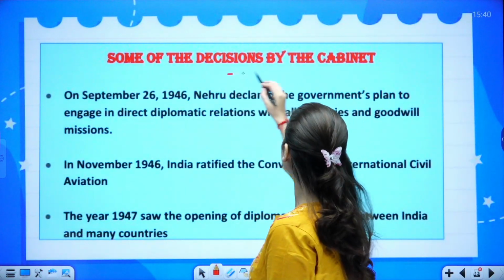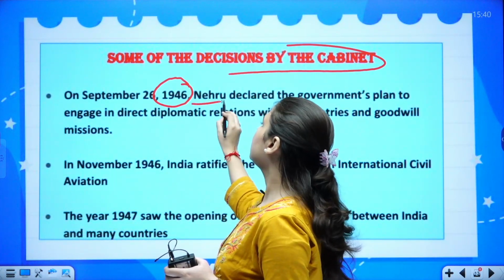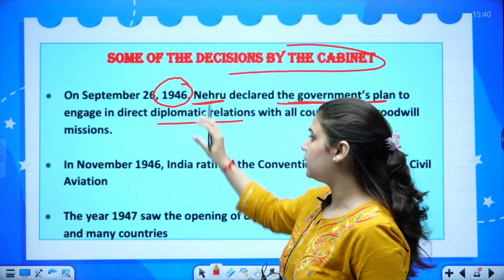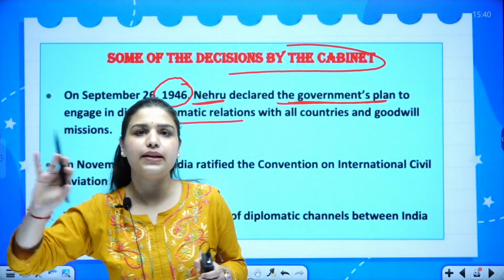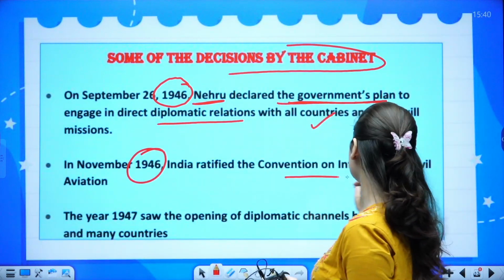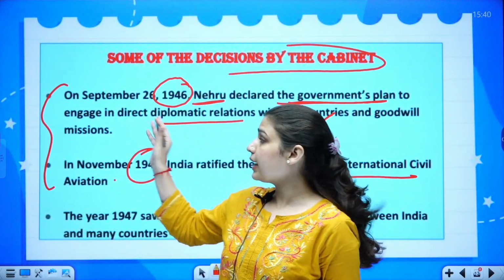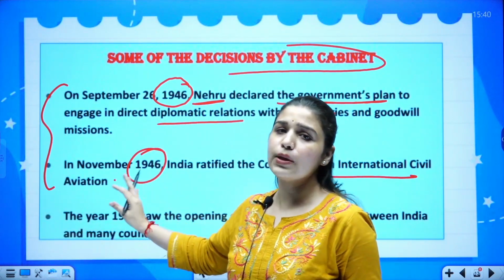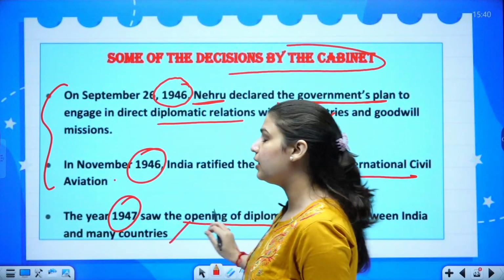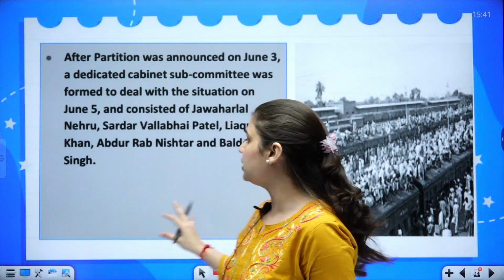Now coming to the decisions of this cabinet. These are a few decisions taken by the interim government. In September 1946, Jawaharlal Nehru declared that the government planned to engage in direct diplomatic relations with all countries. This was an important decision. And in November 1946, India ratified the convention on international civil aviation. Although there were a lot of decisions taken by the interim government, these are some of the important ones. The year 1947 saw the opening of diplomatic channels between India and many countries, specifically the US. The US decided in April 1947 to send its ambassador to India. So these were some of the important decisions.